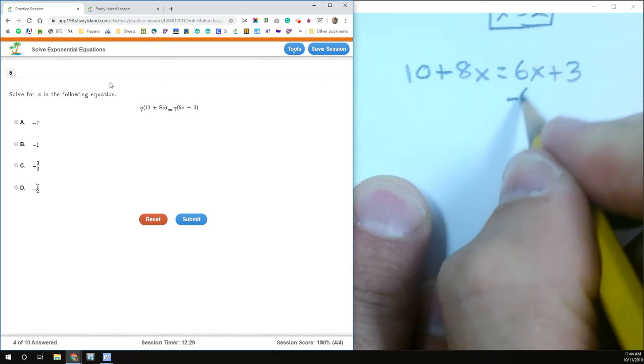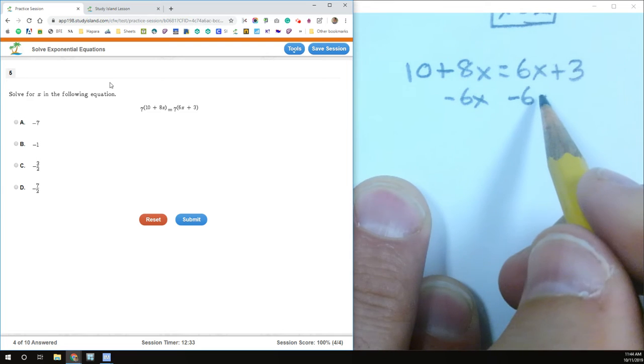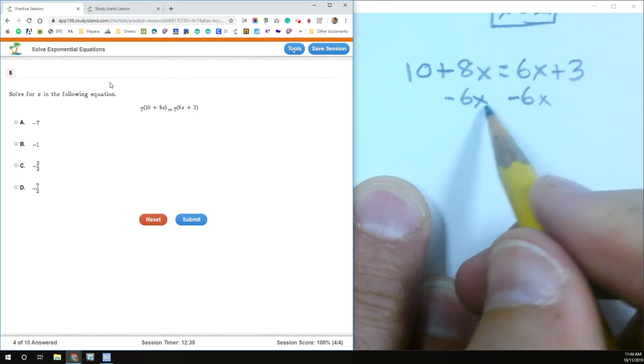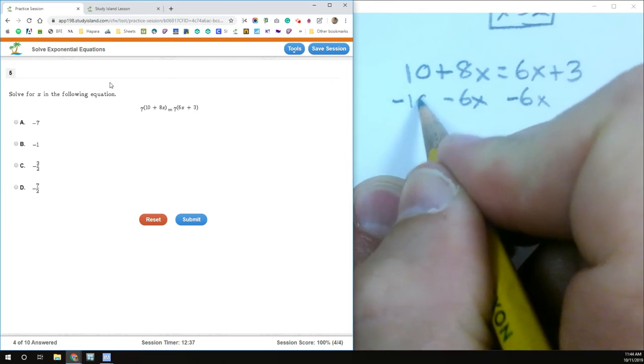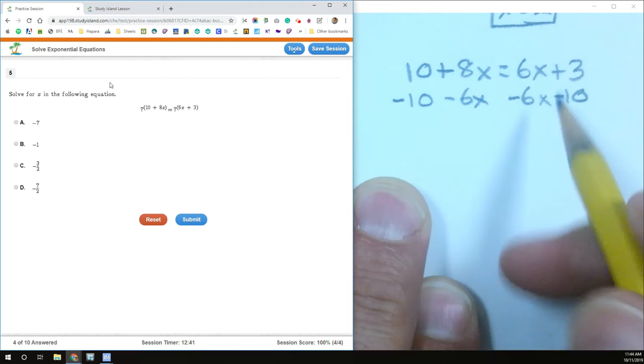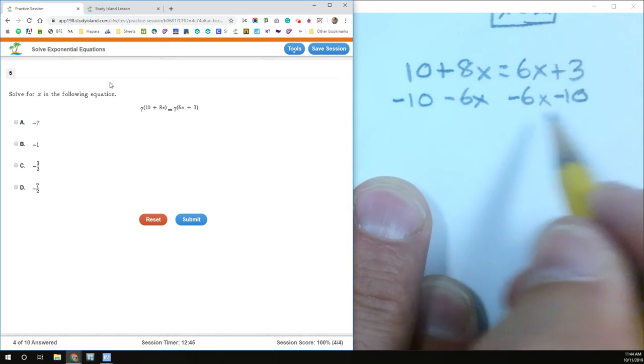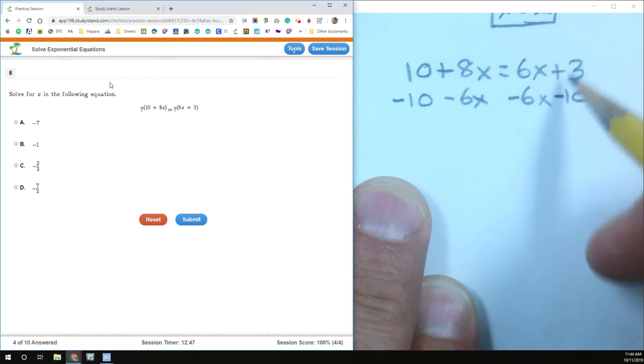Then I subtract 6x from both sides. And if you want to take a shortcut, we can see already that the x's are going to be on the left side. So let's go ahead and just subtract the 10 right now. We can do that from both sides, because that way we're going to get rid of the 10. We'll have the x's on the left side and the constants on the right side. The constants are the numbers without any variables, which have a constant value.